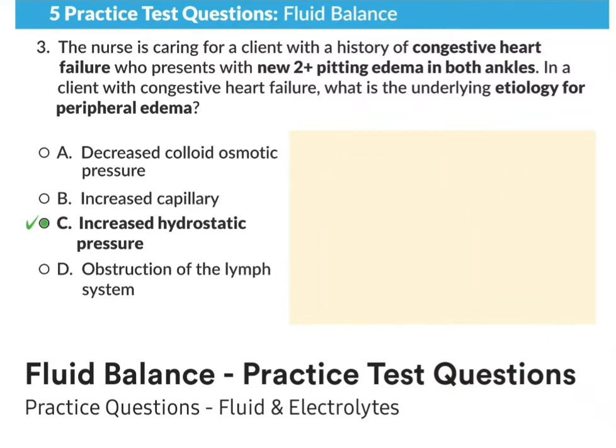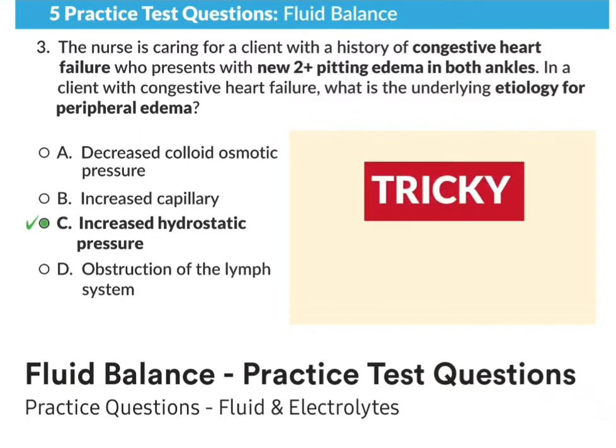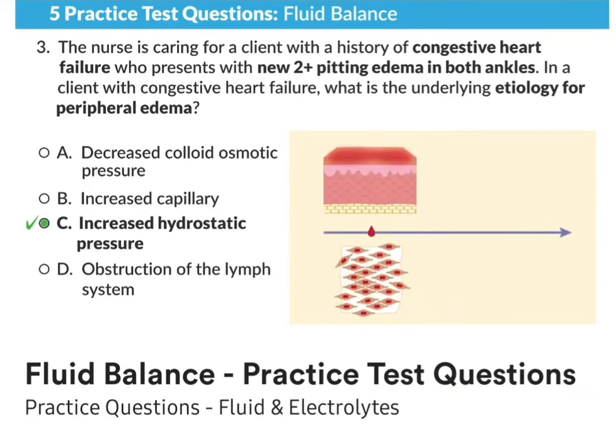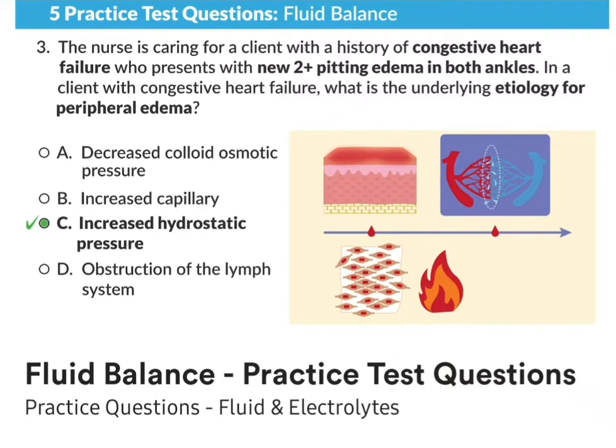Now, option B is incorrect because increased capillary permeability is very tricky, but very wrong. So let the name help you here. Increased capillary permeability. We have very leaky capillaries, the connection between the arteries and veins. Now, this is typically seen with severe inflammation or tissue damage, like with severe burns.